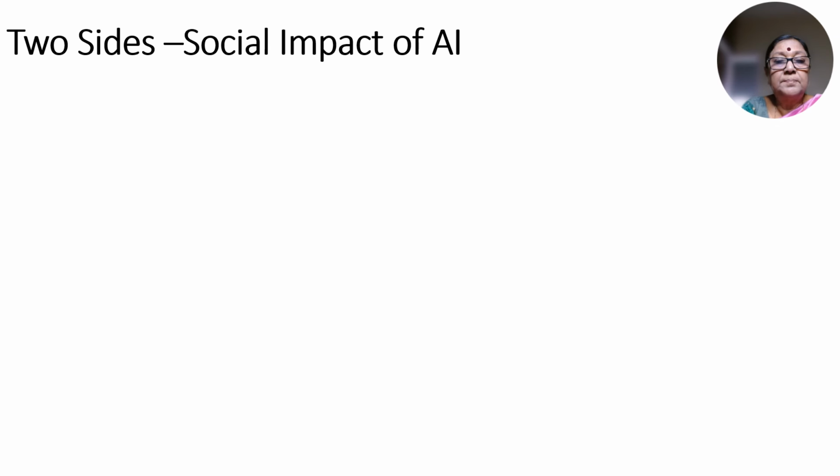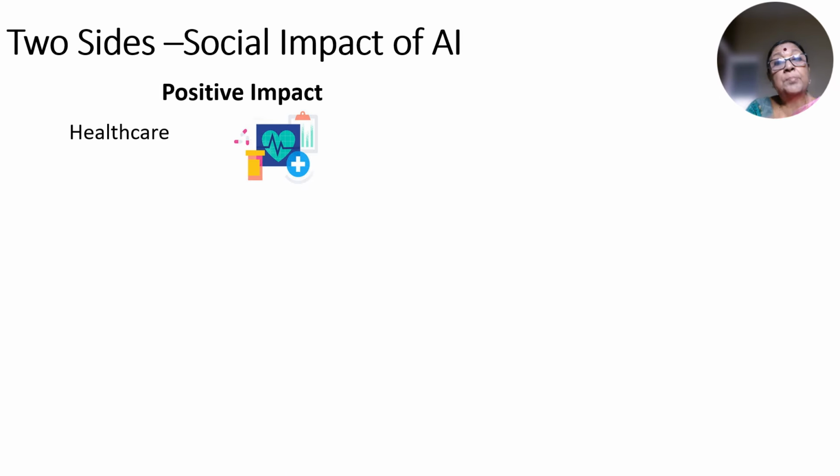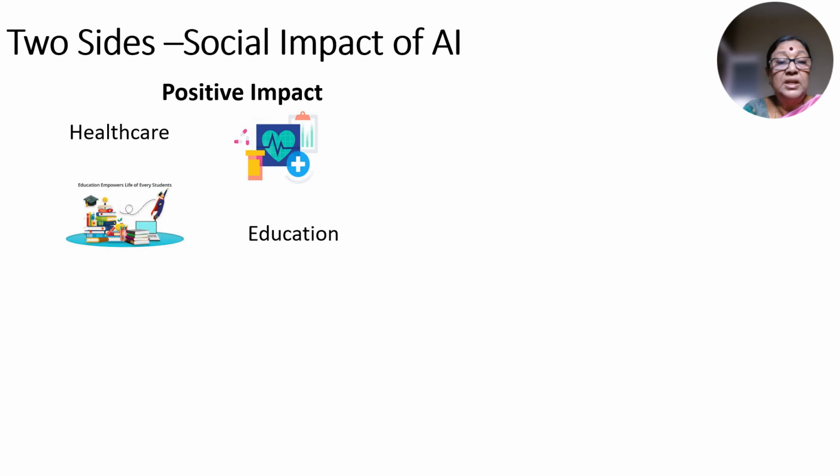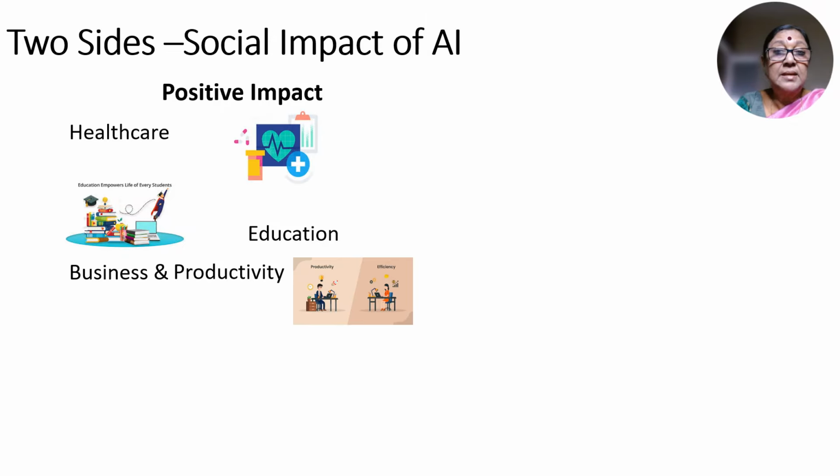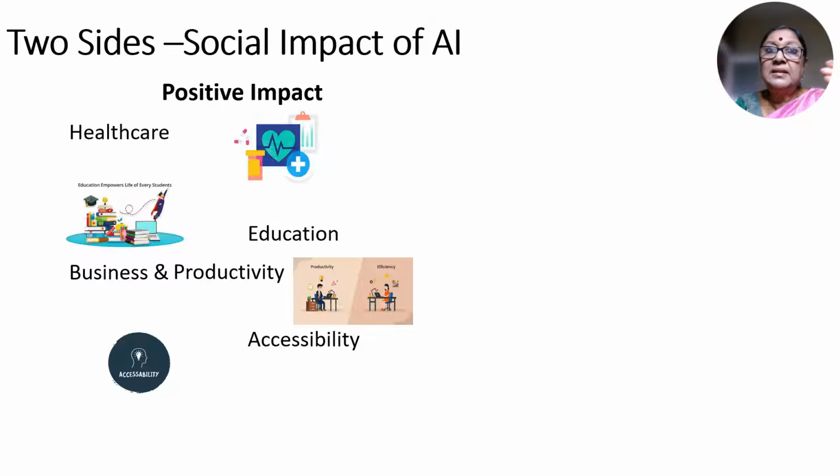Then we will talk about impact of AI. Does it have? It has two sides, both positive impact and negative impact. Now let us first look at the positive impact. One, it is improving healthcare. And two, education. Again, it's making education much more attractive to students, and it is reducing some tasks of the faculty so that they can concentrate more on providing better content. And business and productivity, again it is improving business and productivity, and it is becoming in such a way that it is becoming accessible to many people.